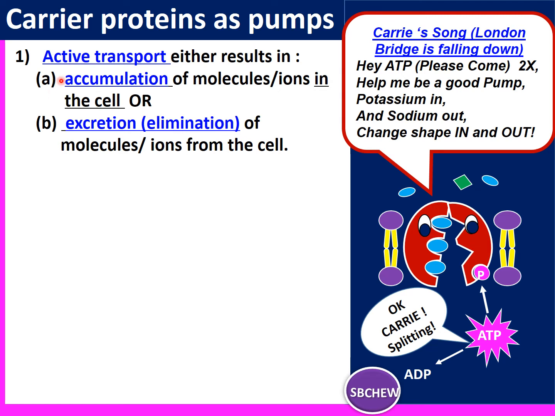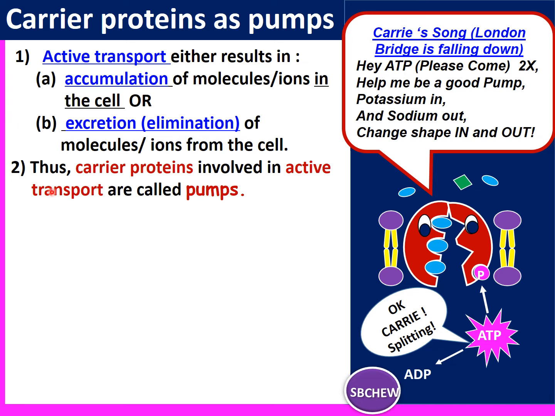Meaning to say that in active transport, the cell is either accumulating the ions in its cytoplasm, so it will have more of these ions or molecules in its cytoplasm, much more than in the extracellular fluid, or it may be excreting the molecules or ions from the cell. That means the cell will have very low concentration of these molecules or ions compared to the external environment. So it's either a higher concentration of the substance inside the cell compared to the outside, or a much lower concentration of the substance in the cell compared to the outside. Okay?